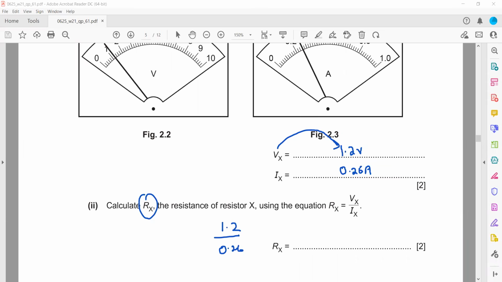Better write your answer in 3 significant figures. When you're writing your answer in the exam, try to write it in 3 significant figures. 2 is fine, but 3 is more accurate. So we'll write 4.62, following the rule of rounding off, and the unit of the resistance is ohm, so that will be omega.